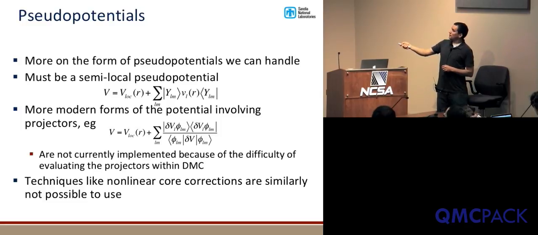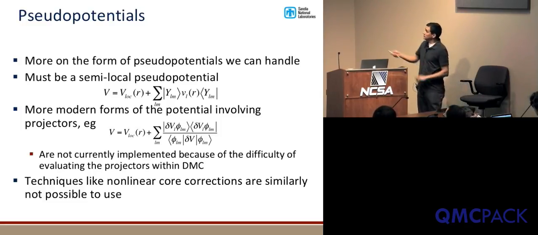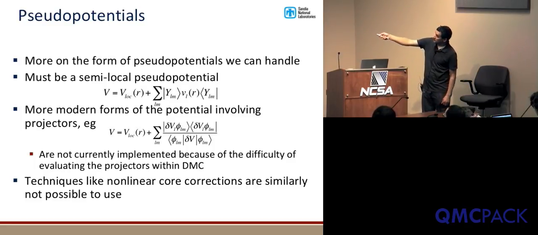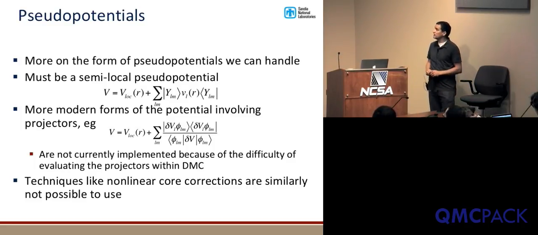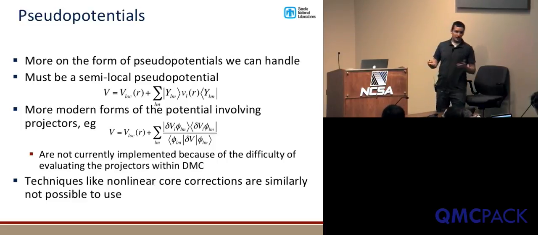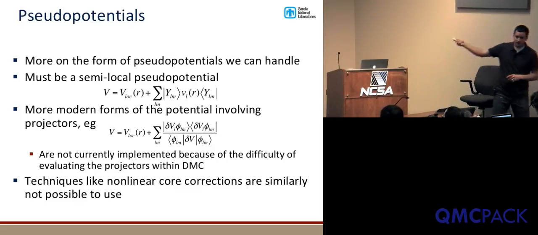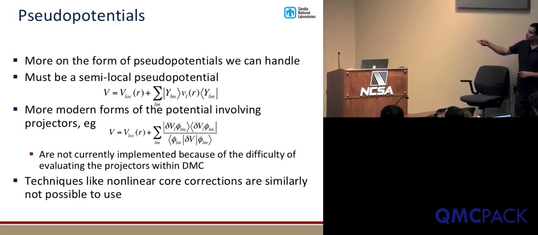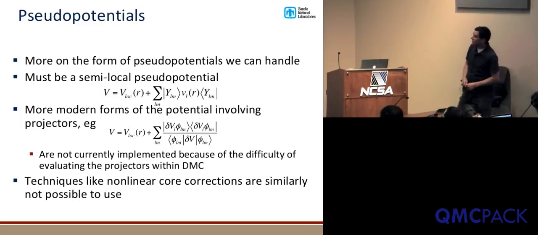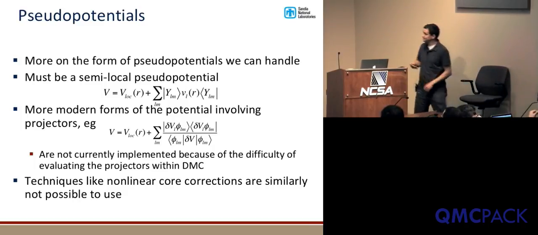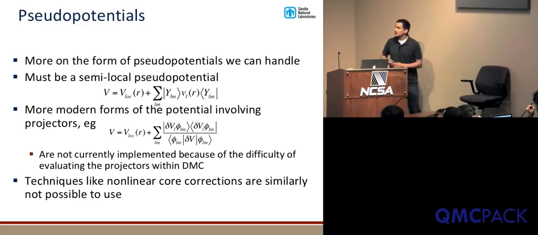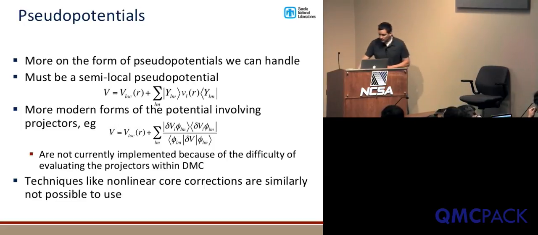Now, implementing a projector like that in diffusion Monte Carlo is painful, and it's not generally done. So we actually employ this semi-local form in our calculation. And that means that, for instance, if you have ghost states in your potential, which is something that comes up in Kleinman-Bylander, that can screw up the wave function, say, from Quantum ESPRESSO that you're handing into DMC. So you need to be careful here. It also means techniques like nonlinear core correction aren't available at the moment.